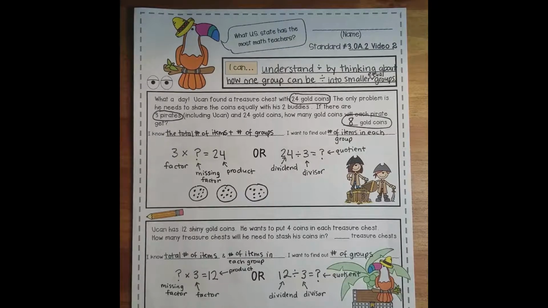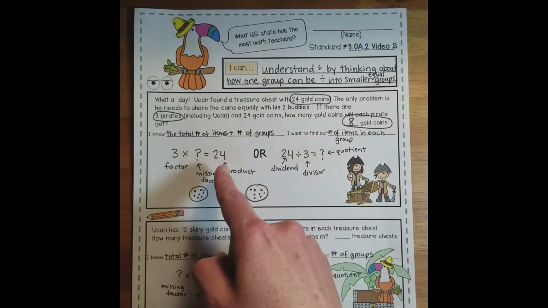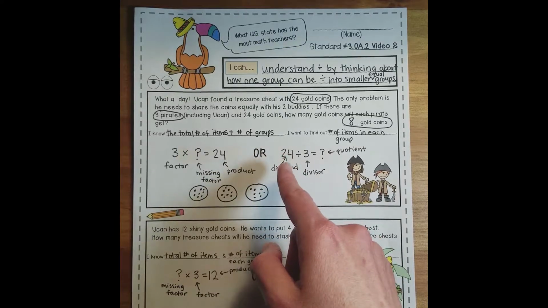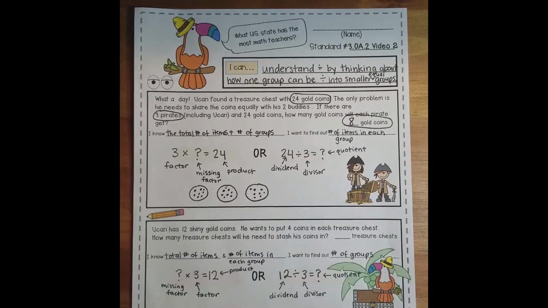What's that you're saying, Ucan? Even though we call it a product in a multiplication sentence and a dividend in a division sentence, they're really the total number of items. Cool. See you next time.